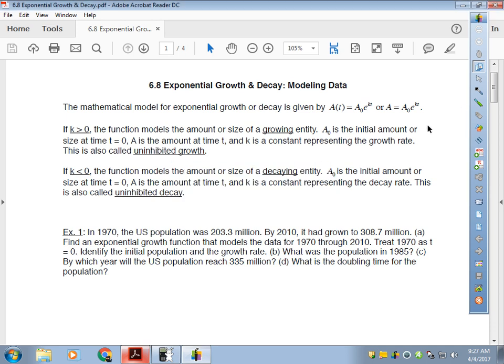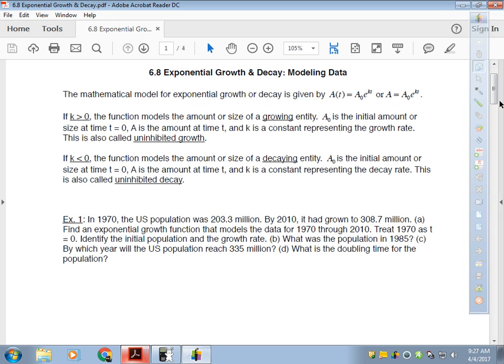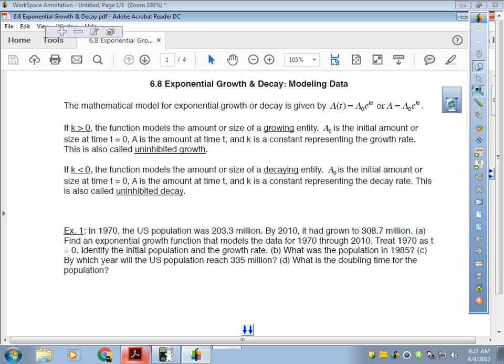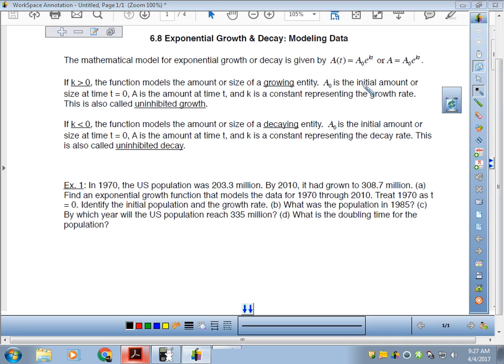Alright, so this is 6.8, our last part of Chapter 6, and it's all about exponential growth and decay. Now, most exponential growth and decay follows this model: A of t equals a sub 0 e raised to the kt. In these models, A is your amount after a time, a sub 0 is your initial amount, e is our natural base number, k refers to the rate at which it's growing, and then t is a time.